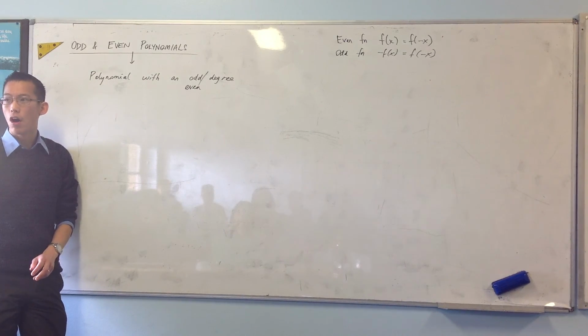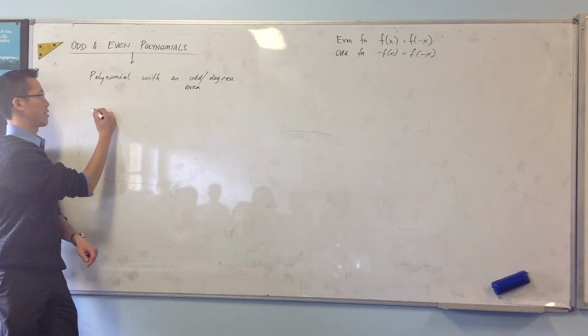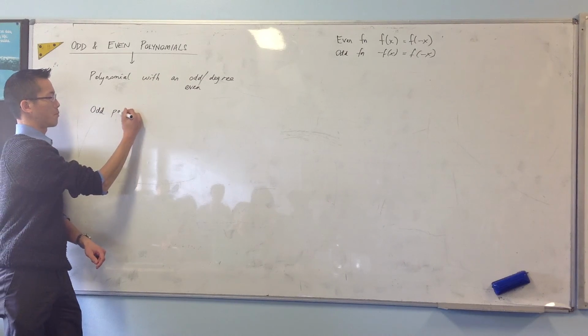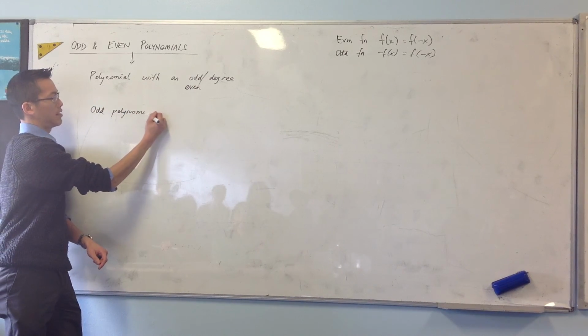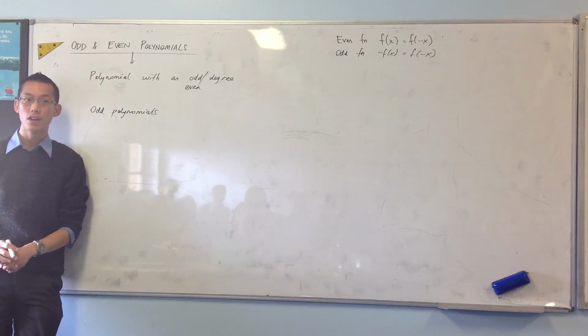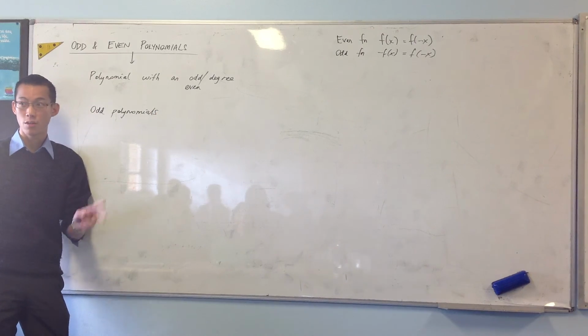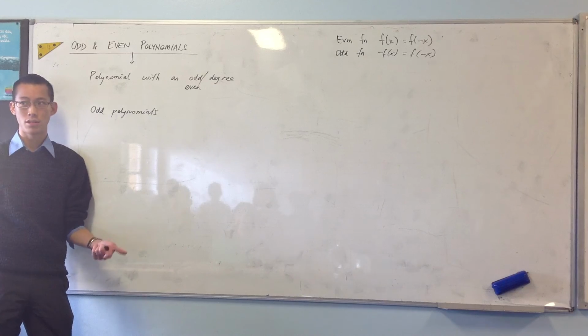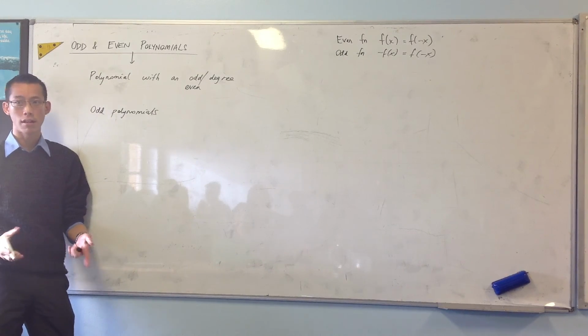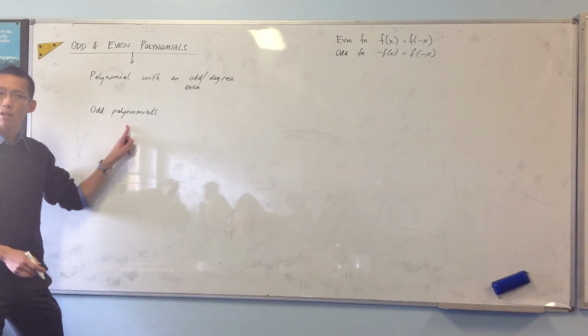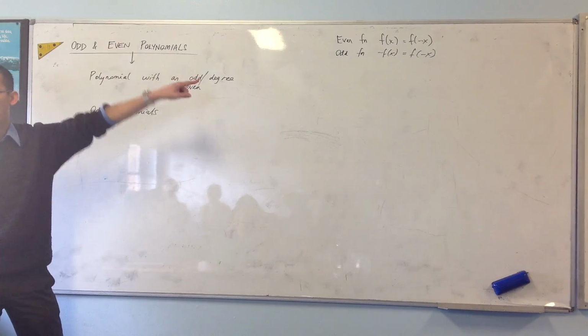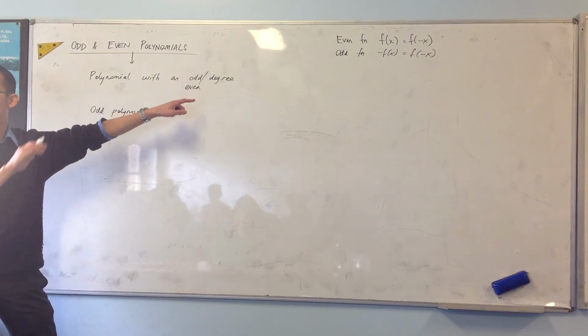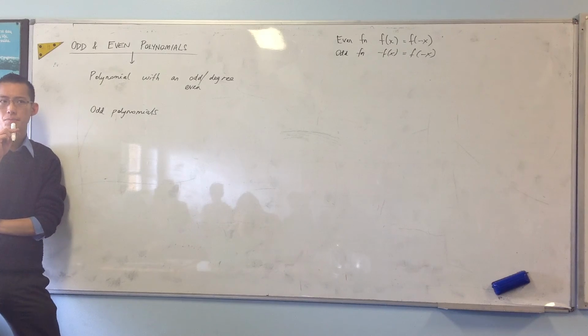If you have an odd polynomial, let's just consider the simplest kind of odd polynomial, so just degree 1, because that's the lowest degree you can have which is odd. Some odd polynomials are odd functions, some of them, but not all of them.